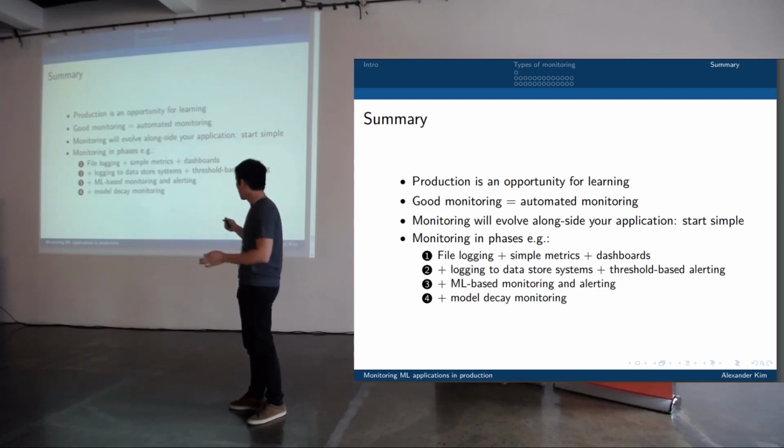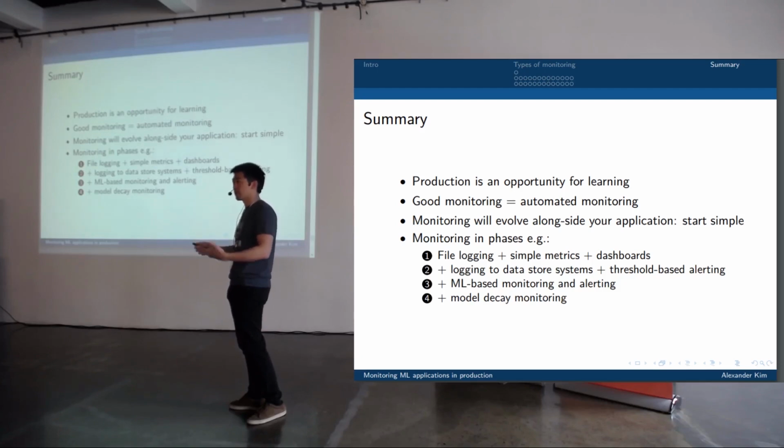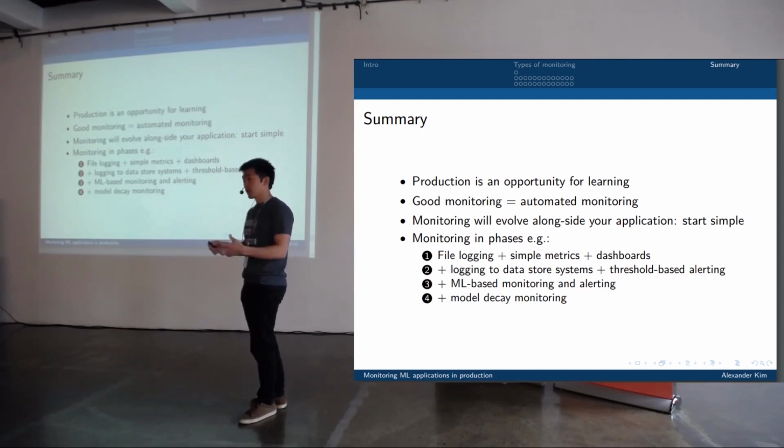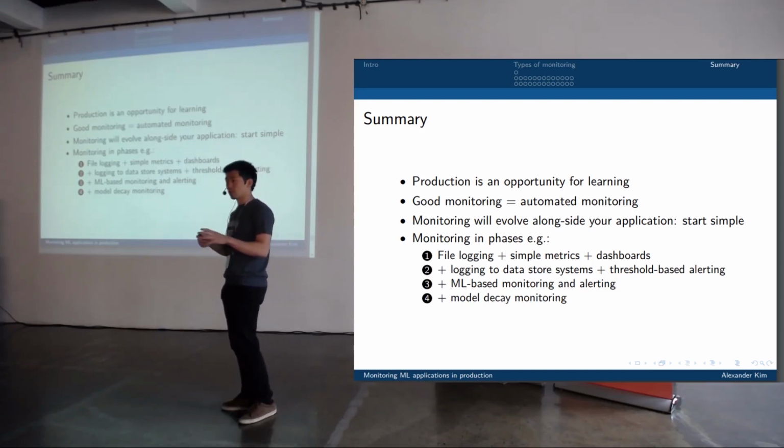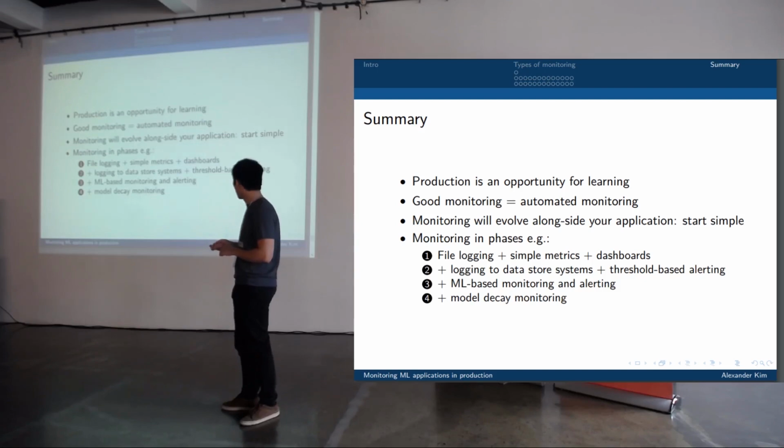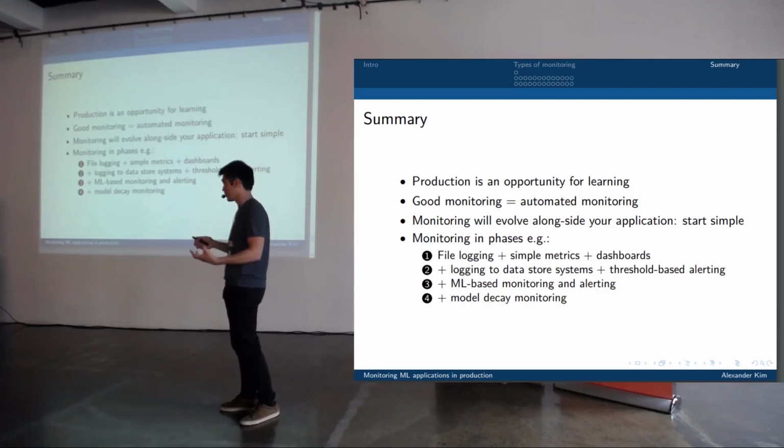And good monitoring is automated monitoring, meaning that you open up a dashboard or something and you can quickly see an overall picture, so that you don't need to SSH into an individual machine and grep for a certain value in your log files and things like that. Because as soon as it starts being manual, you'll stop doing it. And monitoring will evolve alongside your application, which the previous speaker mentioned as well. My suggestion is you start simple, but you have something first anyway.